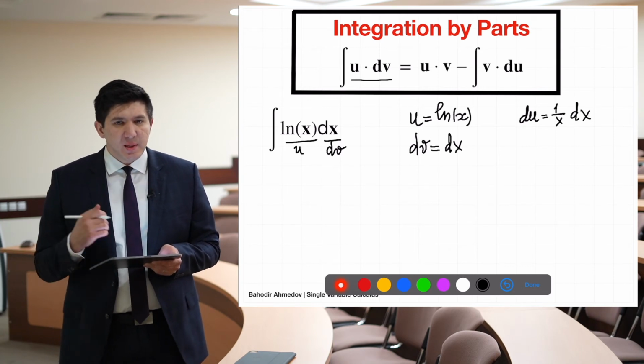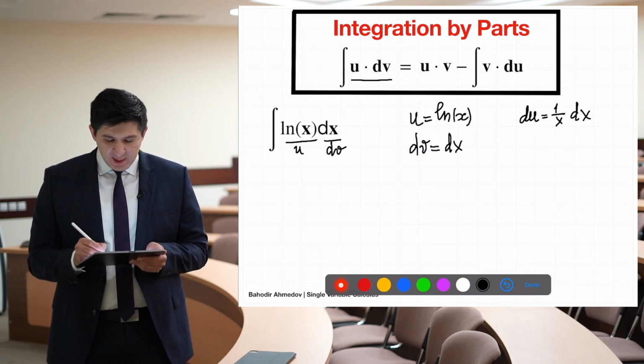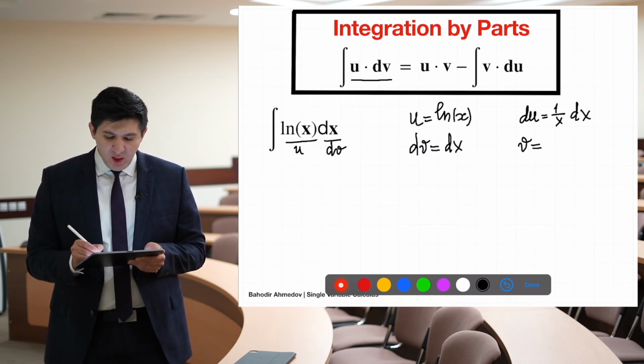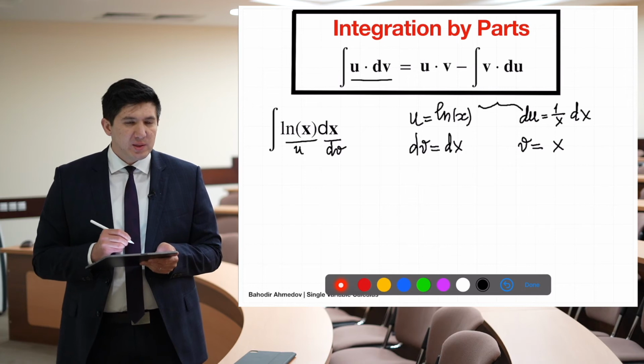1 divided by x times dx, and dv is equal to dx. I can get v to be equal to x. Then I'm just going to put all of these ingredients into the formula in order to evaluate this integration.